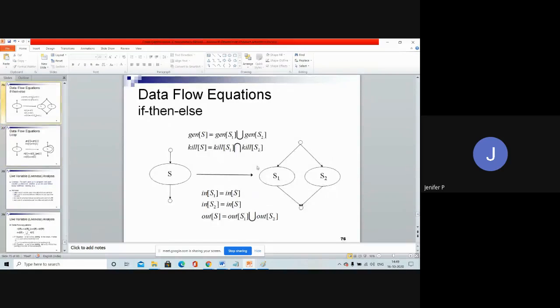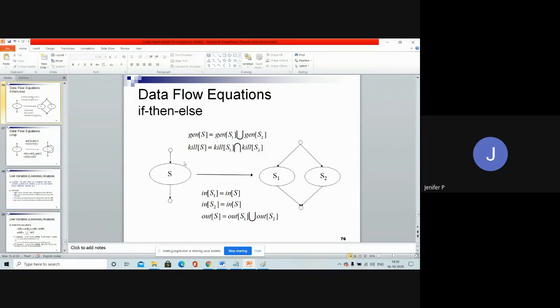And next one is if then else. You can write this yourselves if you understand the concept. If it is true, then S1 will be executed; otherwise S2 will be executed. Only one of them is going to be executed. So gen of S is equal to gen of S1, that is S1 will be generated, or union, S2 will be generated.